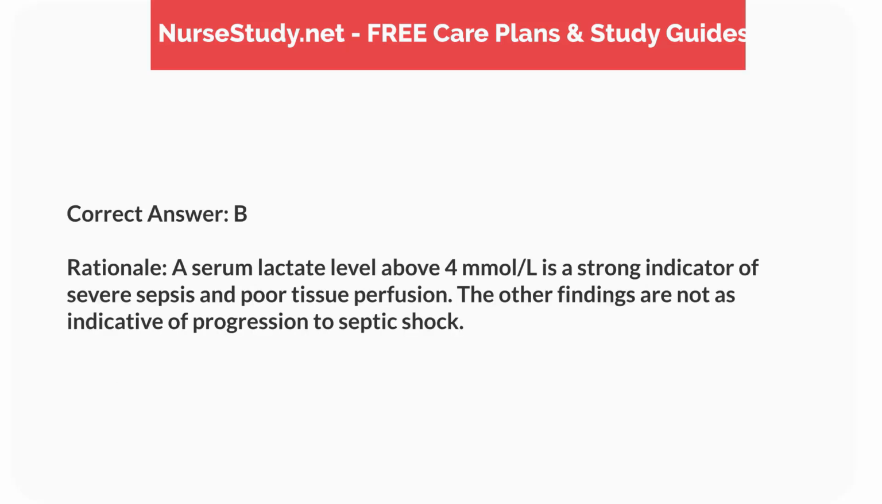Correct answer, B. Rationale: a serum lactate level above 4 millimoles per liter is a strong indicator of severe sepsis and poor tissue perfusion. The other findings are not as indicative of progression to septic shock.